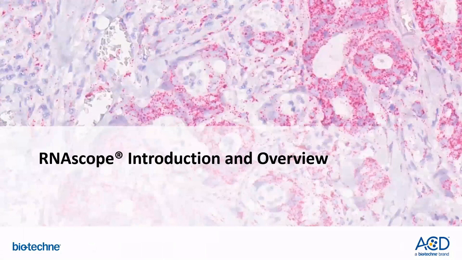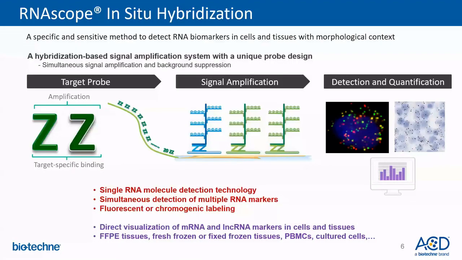So now let's look at the RNAscope technology. RNAscope is a novel in situ hybridization technology with a unique probe design that allows simultaneous signal amplification and background noise suppression to achieve single molecule detection at a single cell level while preserving tissue morphology. The RNAscope assay works for virtually any genome, any gene, and in any tissue.